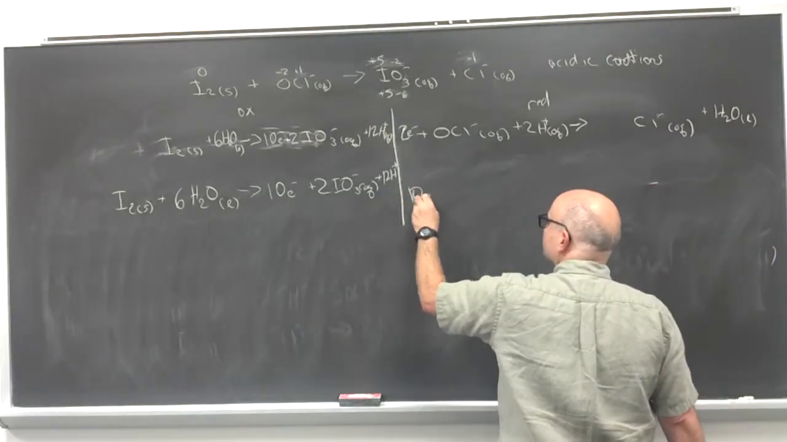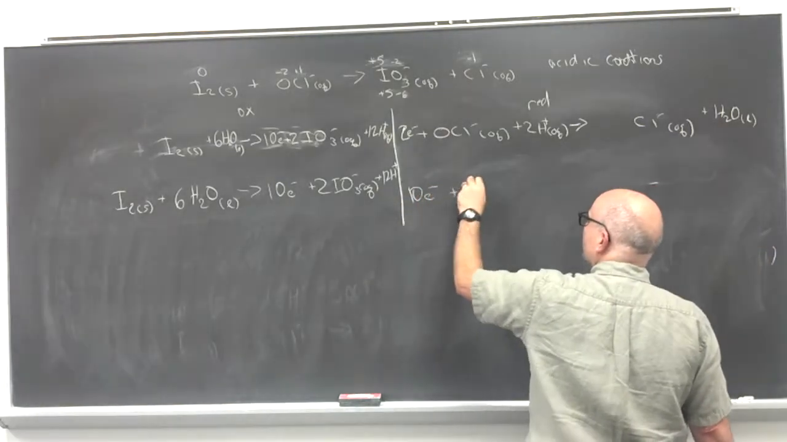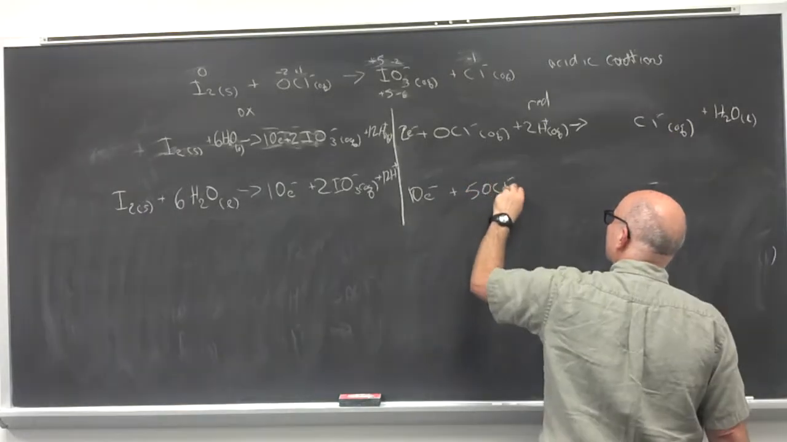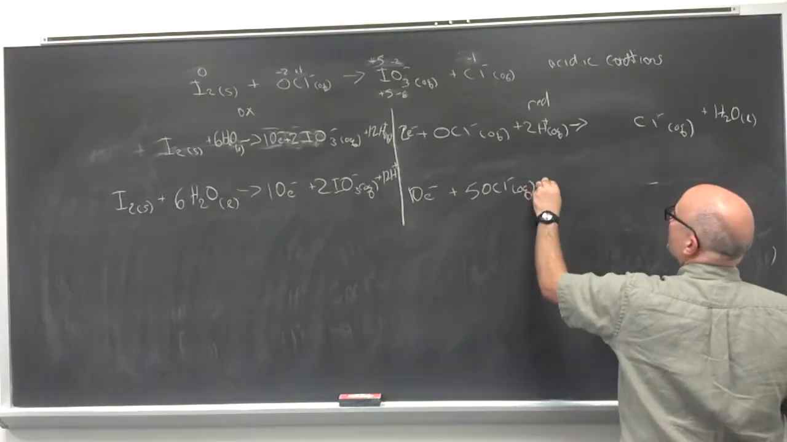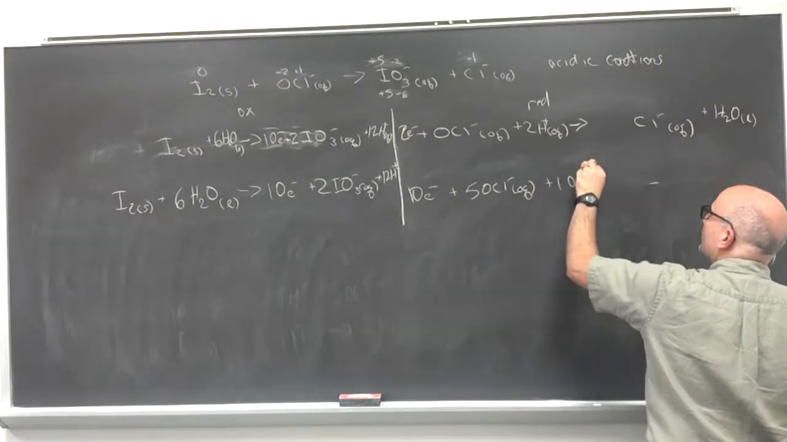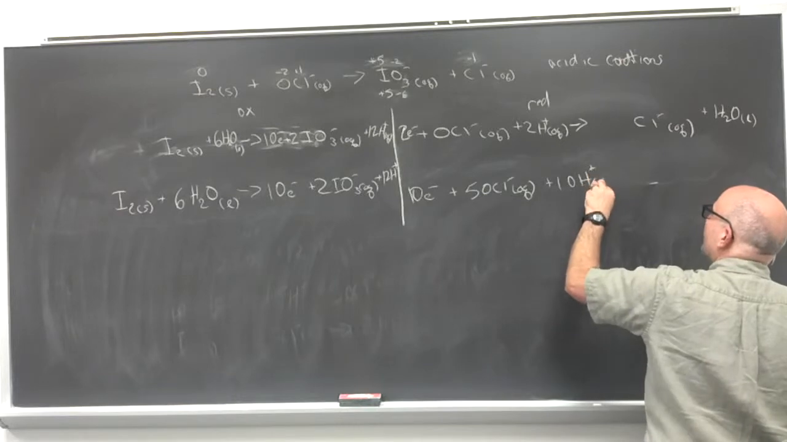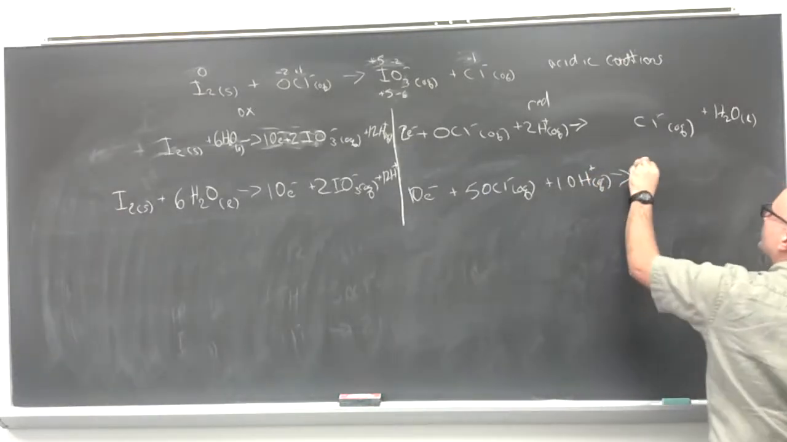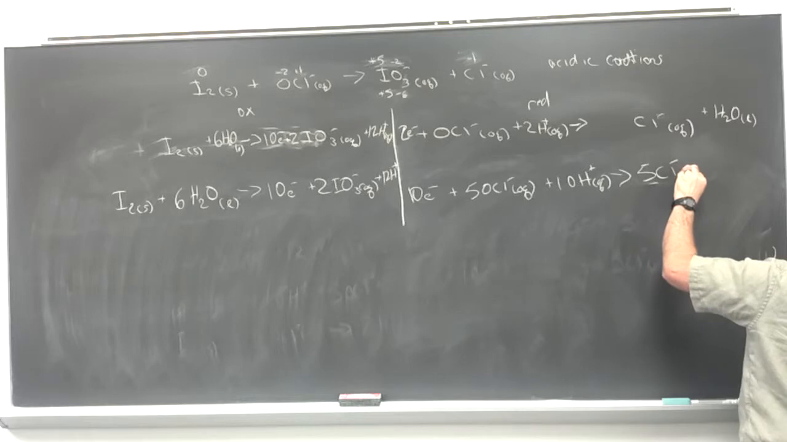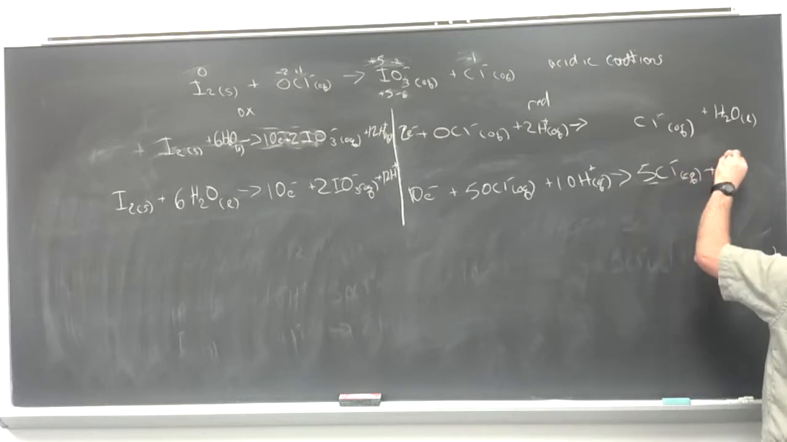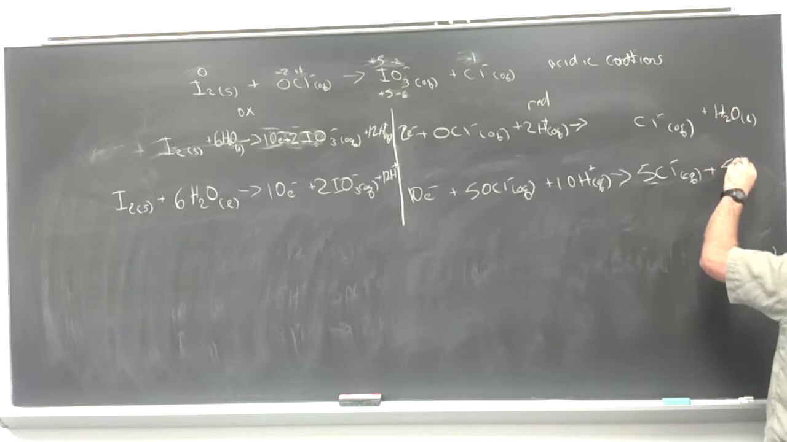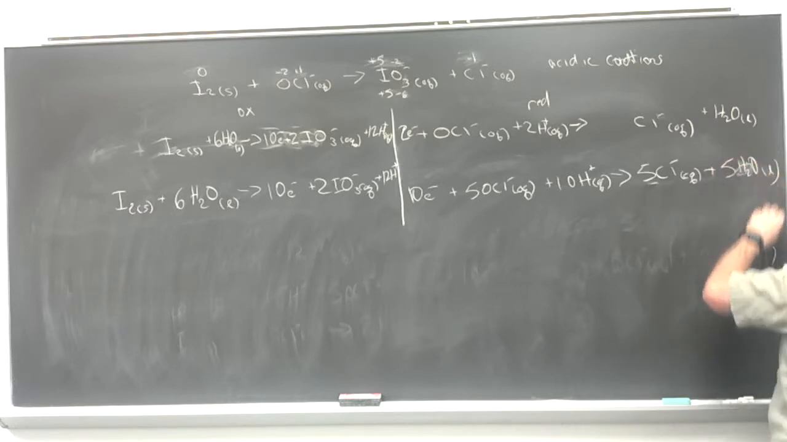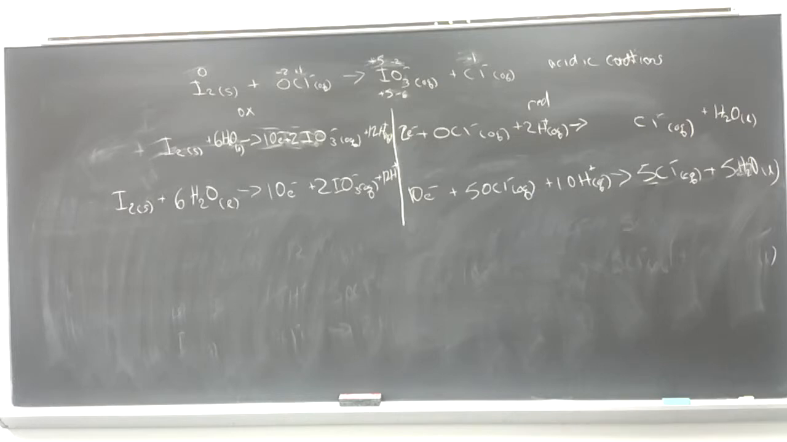10 electrons, 5 hypochlorites, 10 aqueous protons, 5 aqueous chlorides, and 5 water molecules. So again, check to make sure that in this case the electrons balance. We've got 10 on each side, so we're good.